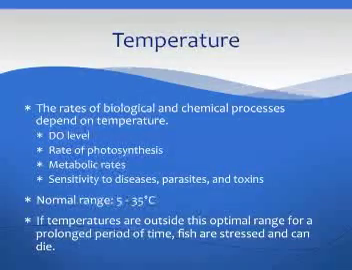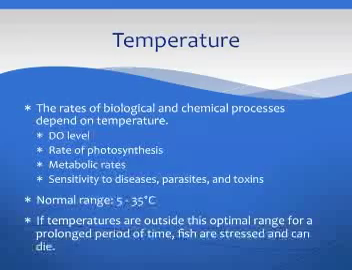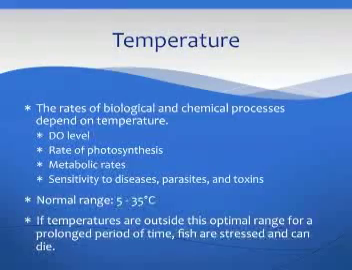As it has been discussed thoroughly throughout this presentation, temperature is very important and can affect a lot of things. The rates of biological and chemical processes depend on temperature. For example, the dissolved oxygen level depends on temperature, rate of photosynthesis, metabolic rates, and even sensitivity to diseases, parasites, and toxins. The normal range of temperature is about 5 to 35 degrees Celsius and can vary a lot depending where you are geographically. Aquatic organisms, from microbes to fish, are dependent on certain temperature ranges for their optimal health.